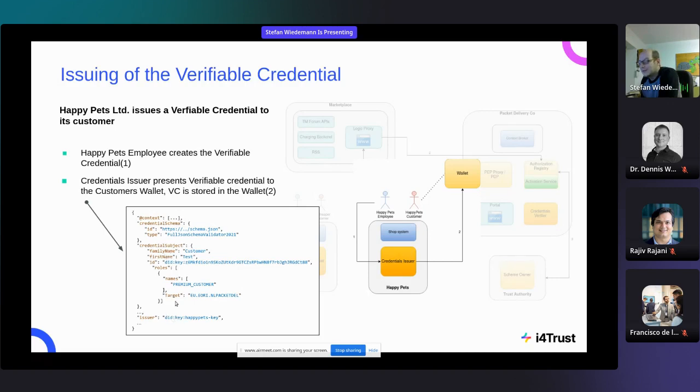I left out the type of credential, I should have put it in here. A credential, in our case of type packet delivery service, expects a family name, first name, and this roles field. So the Happy Pets customer now gets a credential issued with the role premium customer and the target packet delivery. And as we can see in the verifiable credential, the issuer is also encoded.